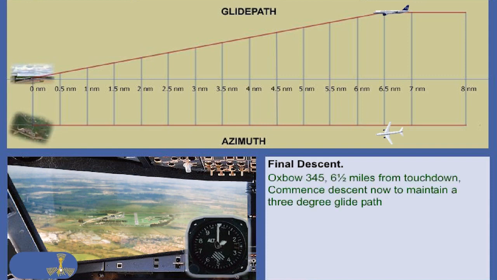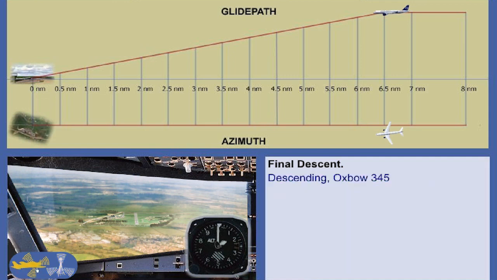Oxbow 345, 6.5 miles from touchdown. Commence descent now to maintain a 3-degree glide path. Descending Oxbow 345.